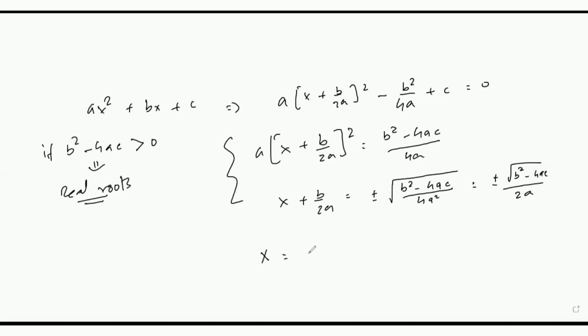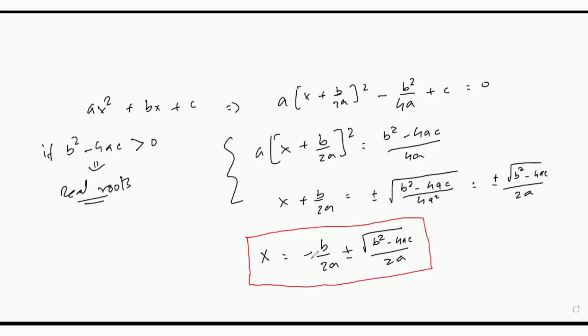So now we can solve the rest of the equation. x will then be equal to minus b over 2a plus or minus the square root of b squared minus 4ac over 2a. That's that solution. One of the roots, R1, will be minus b plus the square root of b squared minus 4ac over 2a, and the other root, R2, will be minus b minus the square root of b squared minus 4ac over 2a.